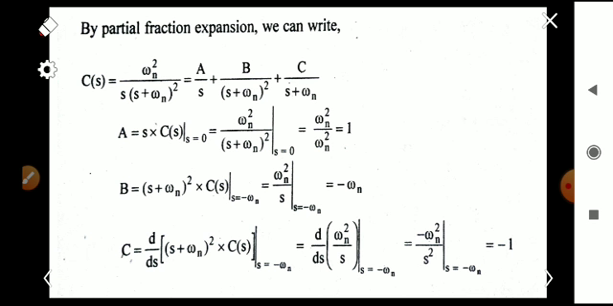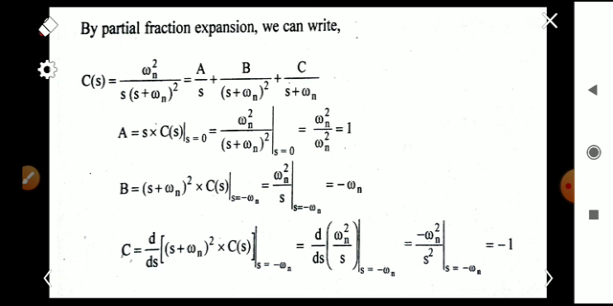Okay, and for getting the value of c, we have to just differentiate the function. Actually d by ds of (s plus omega n) square into C of s, that is d by ds of this function. So this function we will get as omega n square by s. So we have to find the derivative of this omega n square by s, that is d by ds of omega n square by s.